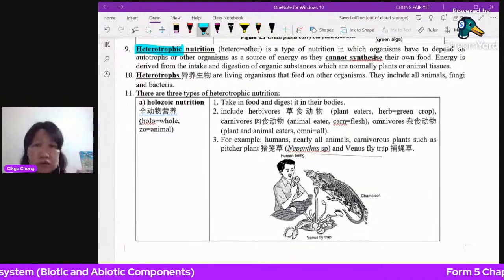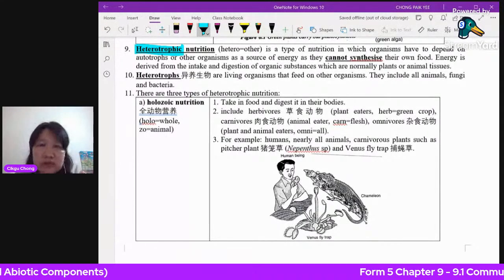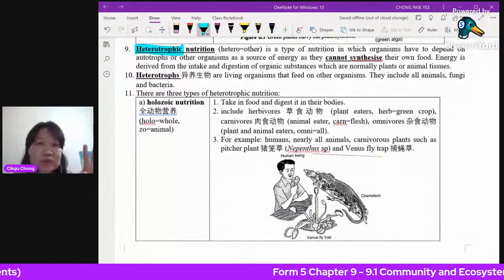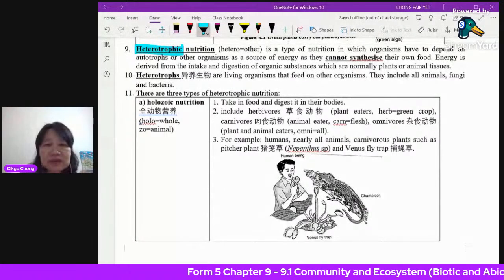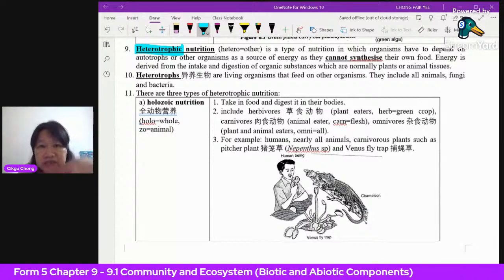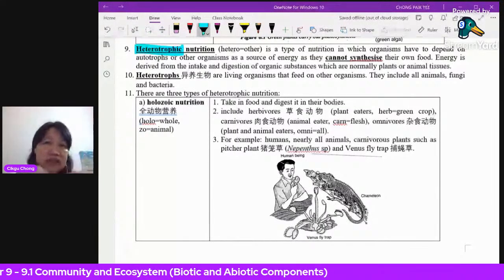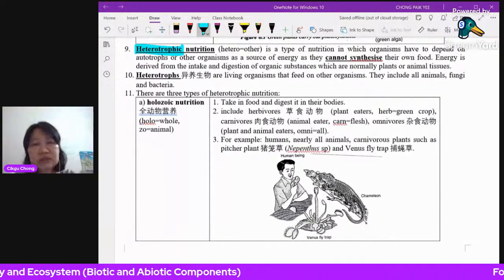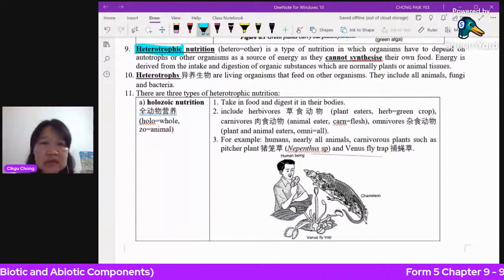So they are autotrophic. They also happen to be holozoic. They also eat the insects. Okay, so these are the examples, right? Herbivores, all of these, they ingest their food, they eat it, then of course they digest it, and then they produce feces and throw out the waste.